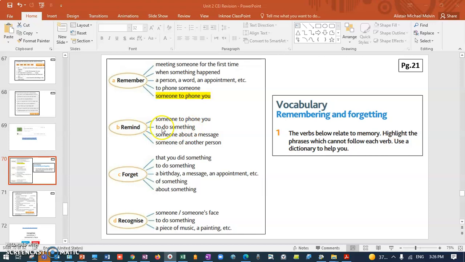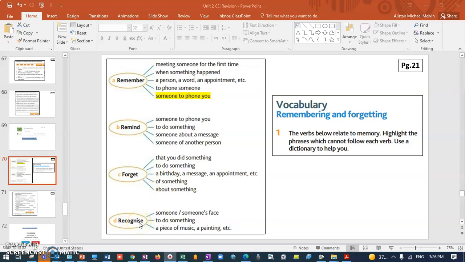So this one is wrong. Remind to do something. You remind him, remind her, remind me. Remind someone, you need an object. Okay. Forget of something, can't say that. You can say forget about, forget that, forget to. Can't say forget of though.